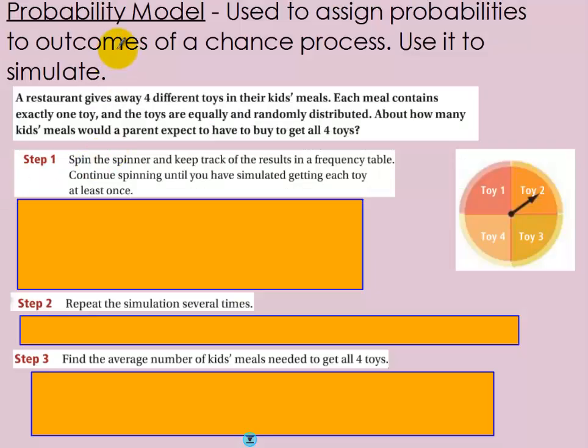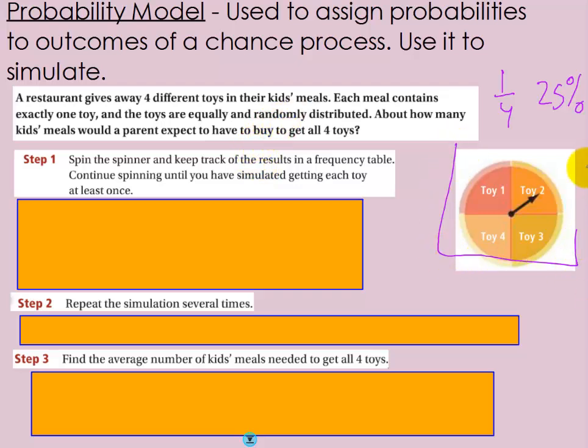A probability model. Sometimes we're going to use it to assign probabilities to outcomes of a chance process, and we're going to use it to simulate something. So here's an example of using a probability model. You go to a fast food restaurant and they give away toys, and you want to collect all 4 different toys. Let's say each toy has the same chance of getting picked. So that's a 1 out of 4 chance, 25% chance. About how many kids' meals would a parent expect to have to get to collect all 4 toys? We can simulate this with a probability model.